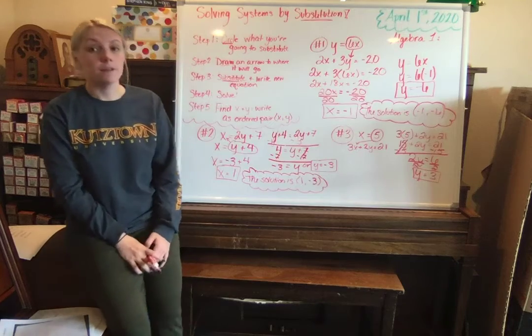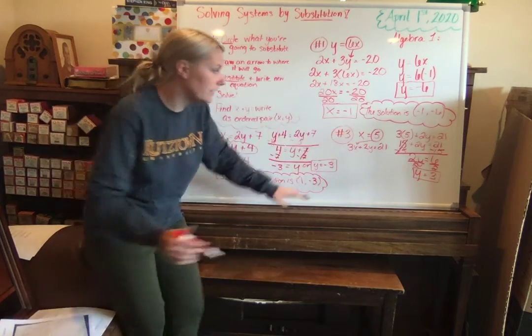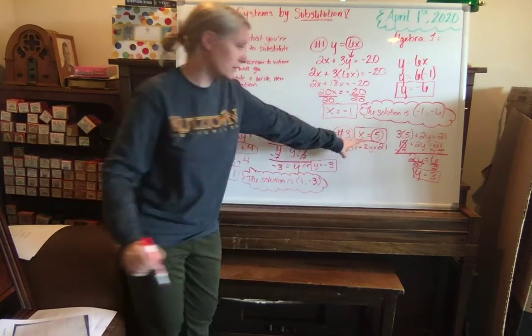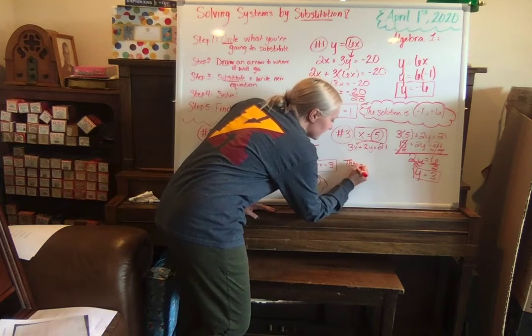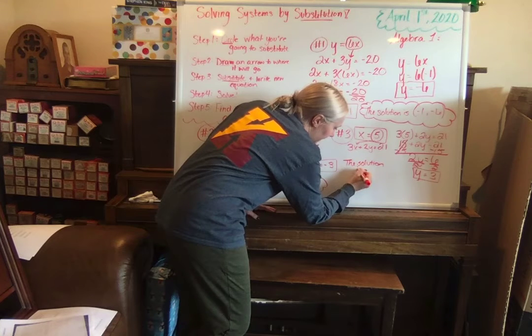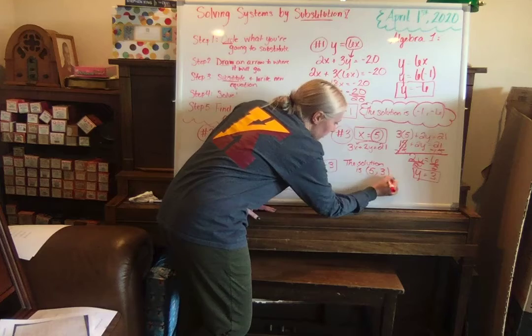And this one's nice. We don't have to plug in y anywhere because we already know right here that x equals 5. So they gave us part of our answer for us. So now it's as simple as saying the solution is written as ordered pair 5, 3.